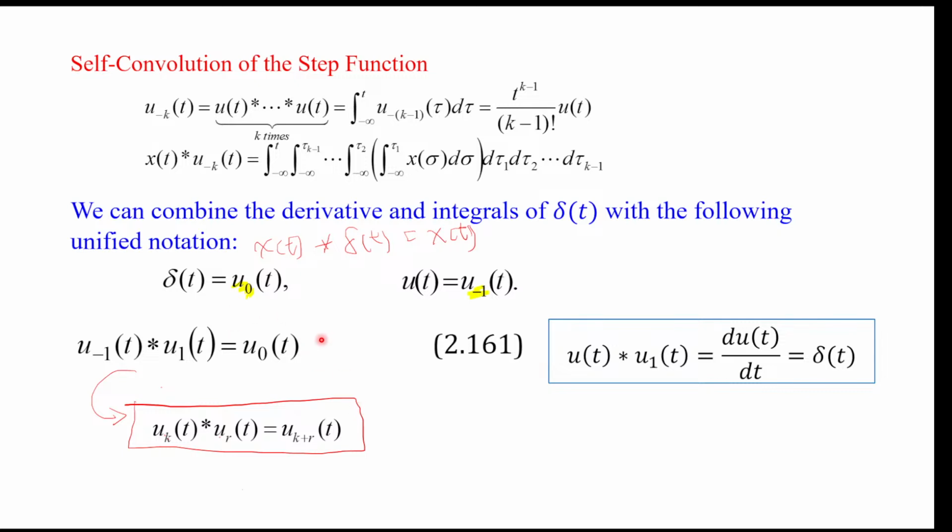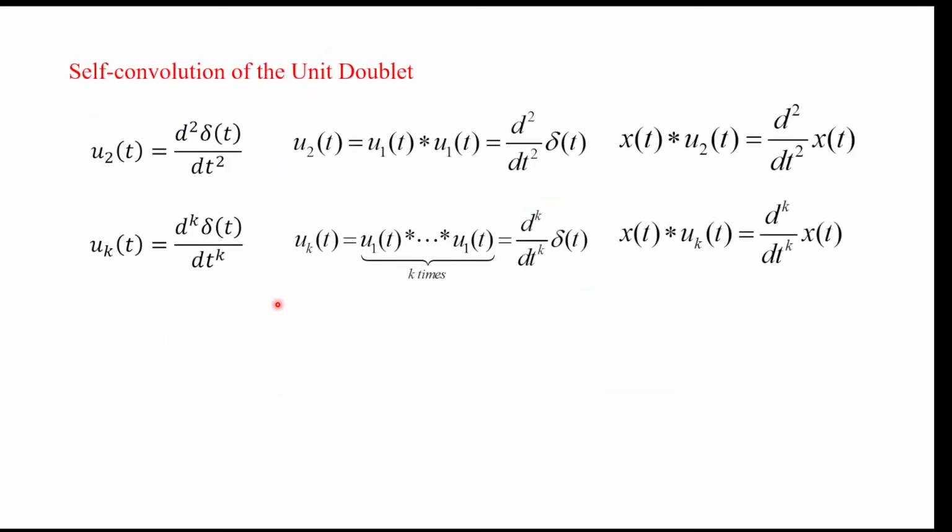And then we can have this really interesting equation. Before, we already know that u sub k is u1 convolved k times, so from here you can easily see that u sub k1 convolved with u sub k2 should be just equal to u sub k1 plus k2. And this is for positive k.